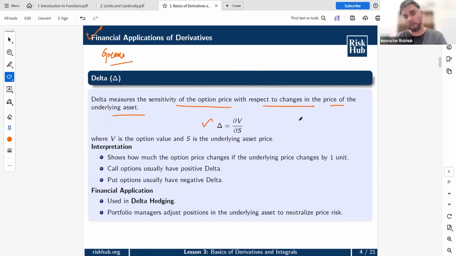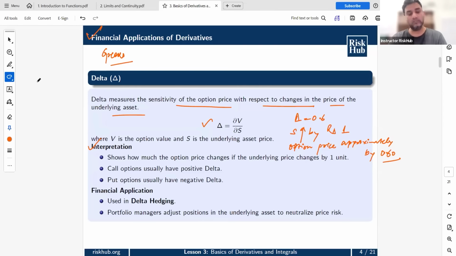Let's say delta is equal to 0.6. So delta is 0.6. If the stock goes up by rupees 1, the option price approximately increases by 0.60. The financial interpretation of this is that delta measures your directional risk. High delta, what does it mean? High delta basically means the option price moves strongly with your stock.